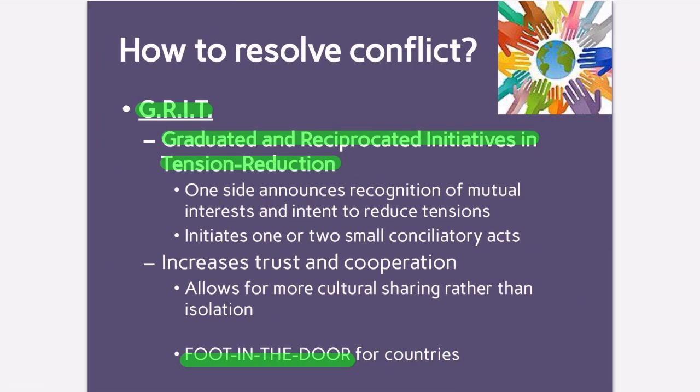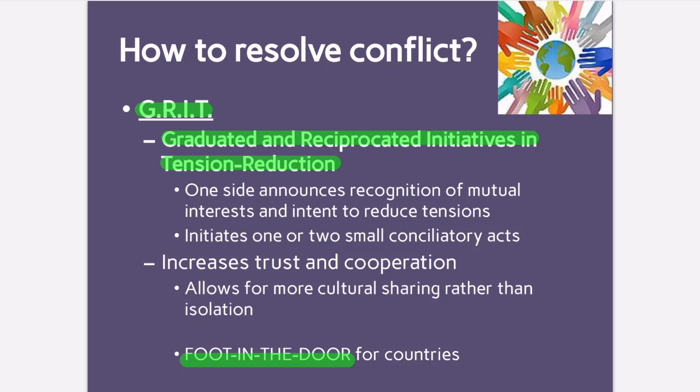Well, one way is through GRIT, graduated and reciprocated initiatives in tension reduction. One side announces that they want to work together, let's reduce tensions, and then you start with conciliatory acts. So saying, hey, let's come to the table and discuss how we can get along. And then you do little small things like, hey, I'll free a political prisoner from this country if you'll free your political prisoner from your country, and we'll do a prisoner swap. Not a huge deal, just something to get the ball rolling.